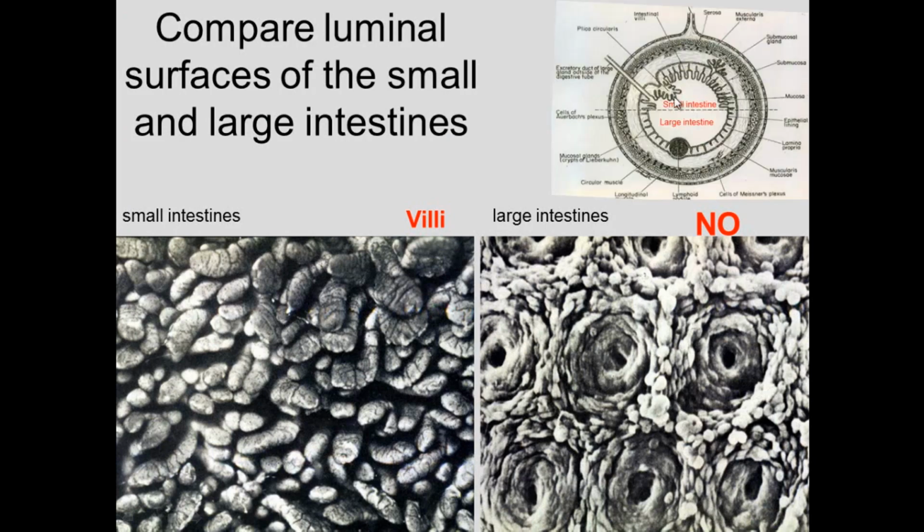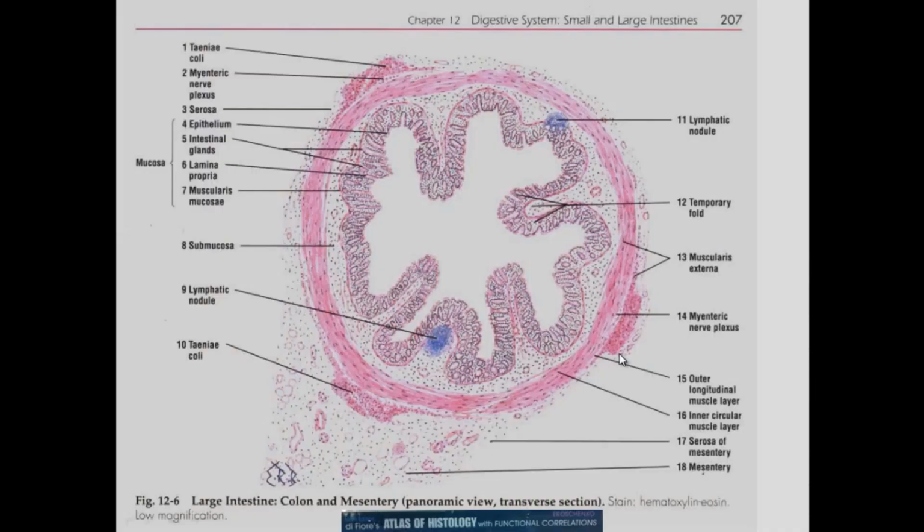So if you remember in the beginning, only the small intestines have intestinal villi. The large intestine does not have intestinal villi. As we see, they just have these crypts of Lieberkühn.